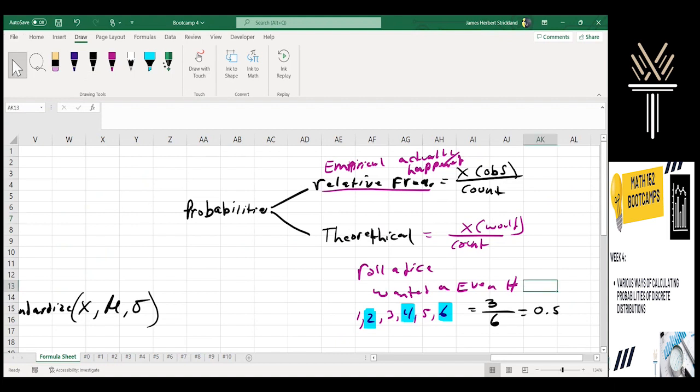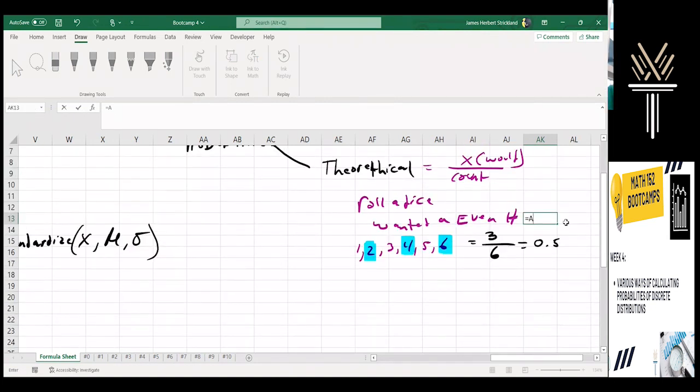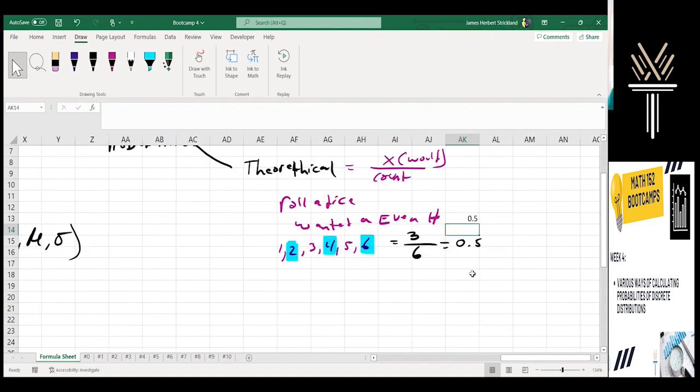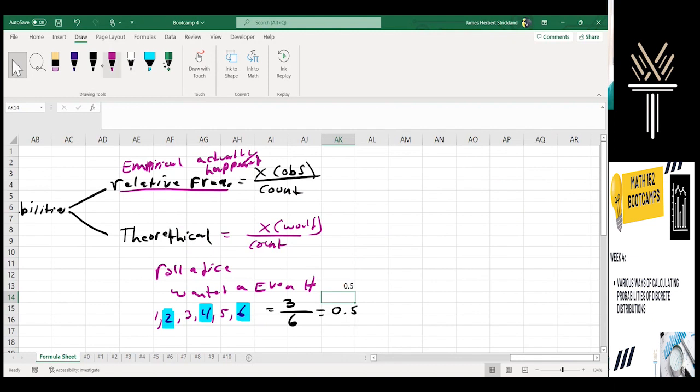If we simply type equals 3, oops, I had page jump on, 1 second. Unlock, there we go, equals 3 divided by 6. And you see 0.5. That's all we're doing is just writing fractions when we do these probabilities. The difference, though, between theoretical and empirical, aka relative frequency, is the first one did happen.